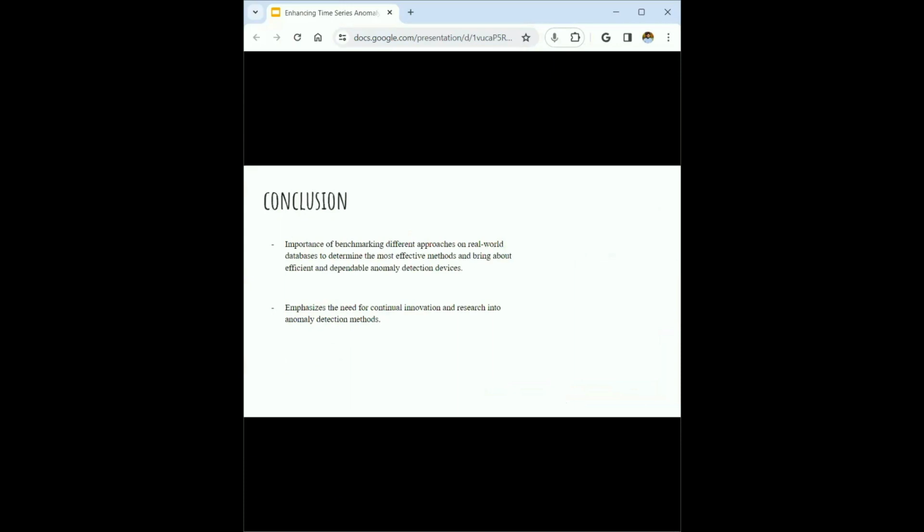Conclusion. The importance of benchmarking different approaches on real-world datasets is to determine the most effective method and to bring about effective and dependable anomaly detection techniques. It is important to note that detection of time series anomalies may not be easy, considering its many types of anomalies. For efficient capturing and detection of different types of anomalies, specific modeling strategies are needed.